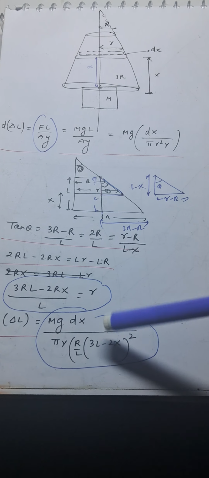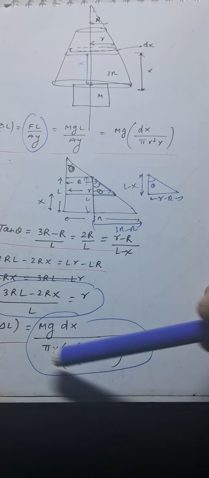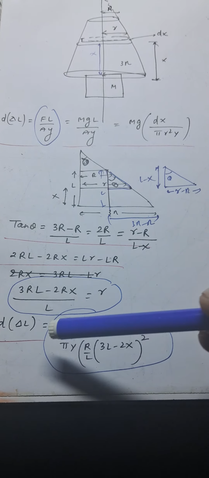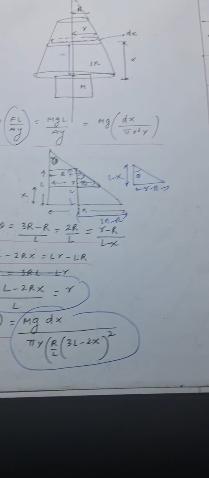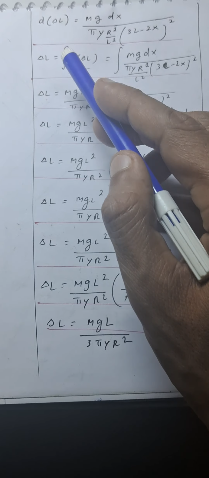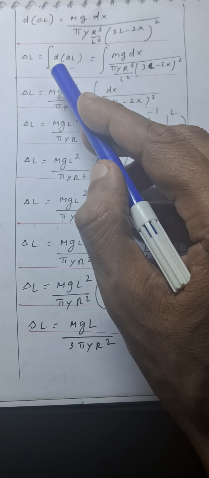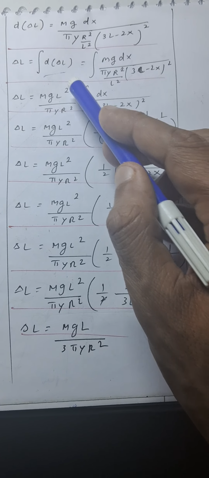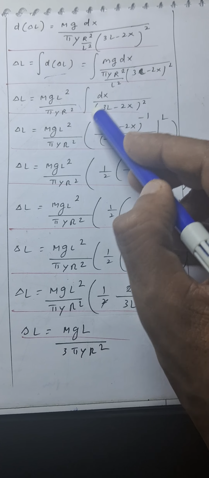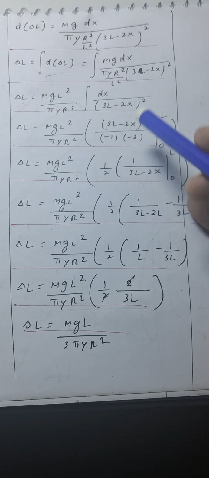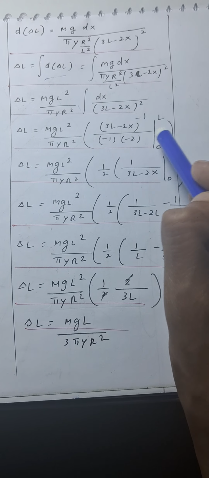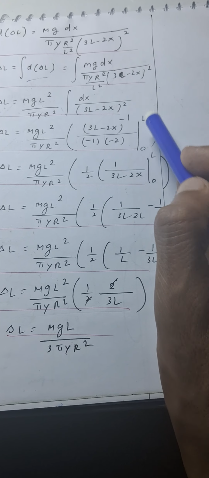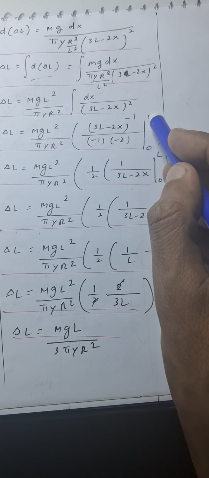So using this expression we get small r as a function of x, just like this. So we just substitute the value of the small r. So here the expression comes out to be d delta L is equal to mg dx upon this thing. So delta L will be the integration of this. So when we integrate, take this thing as common, as integration of dx by (3L minus 2x) all square. So this has got the standard integration as shown in here. Limit of x is from 0 to L.